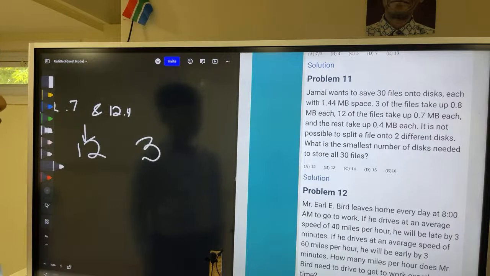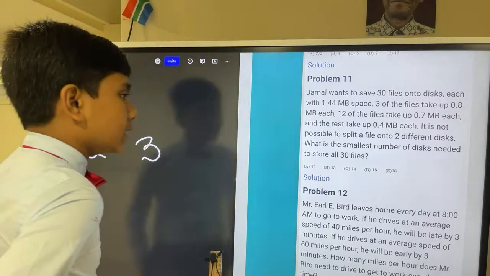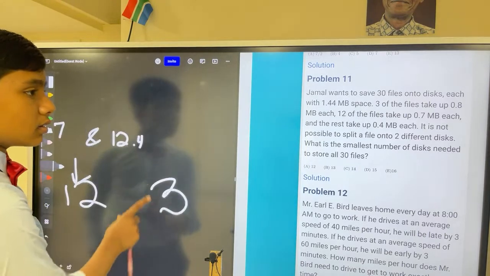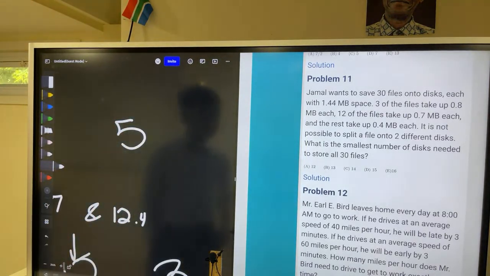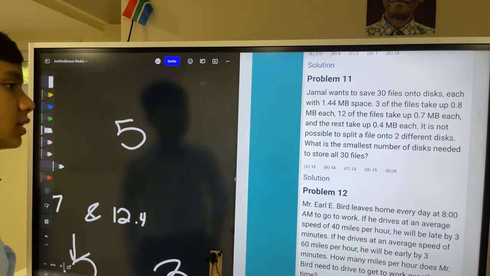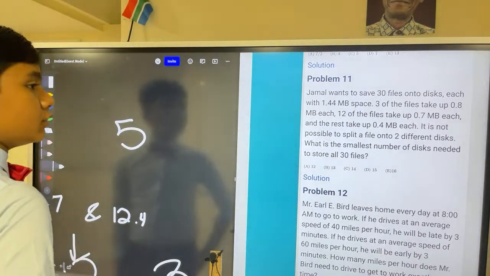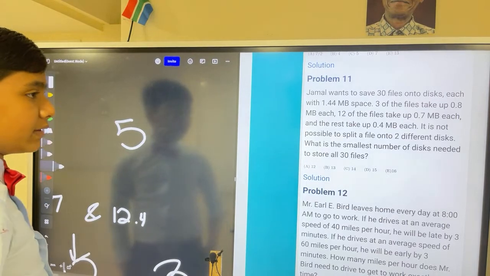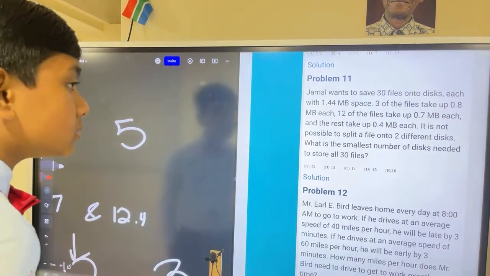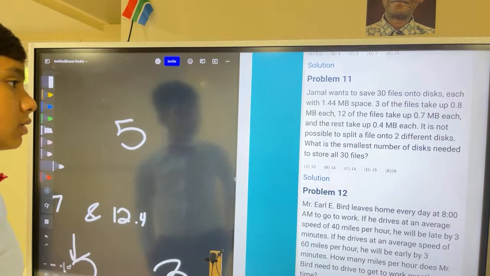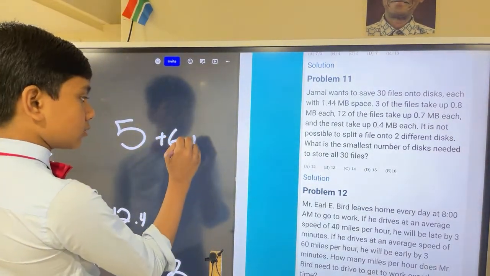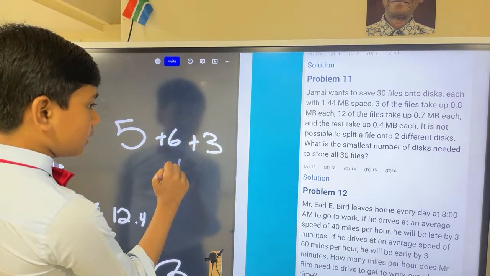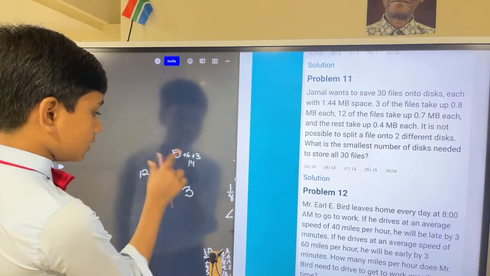The other approach is packing 3 0.4 megabyte files and then packing 2 0.7 megabyte files. So plus 6, and that gives me 14. So it should be C.